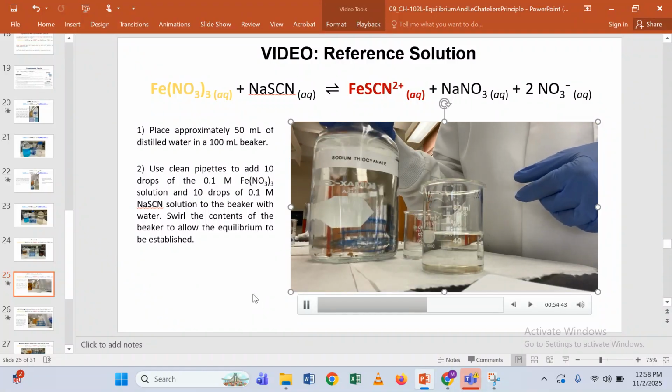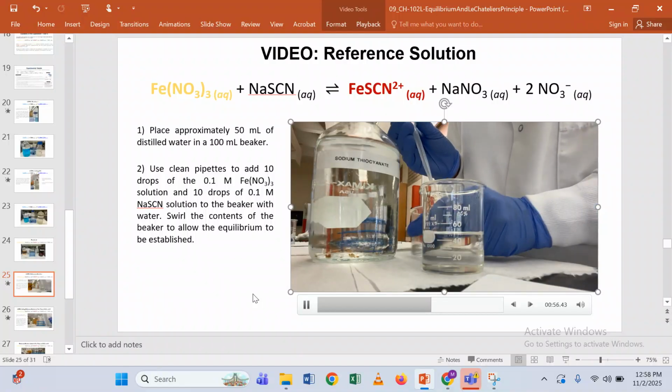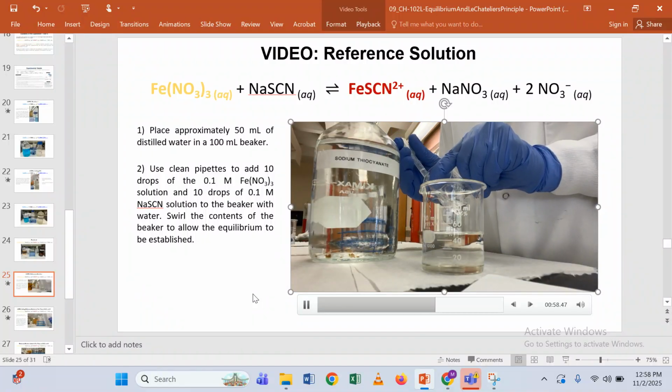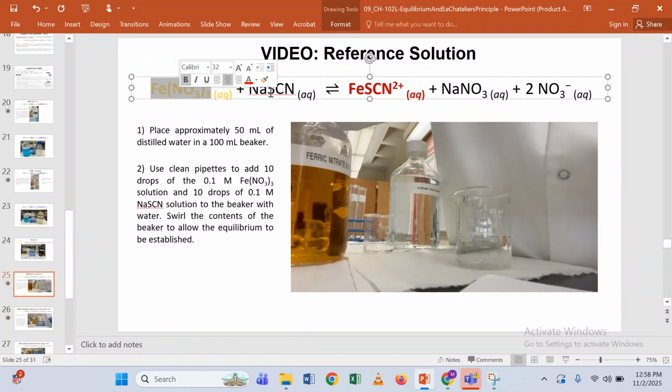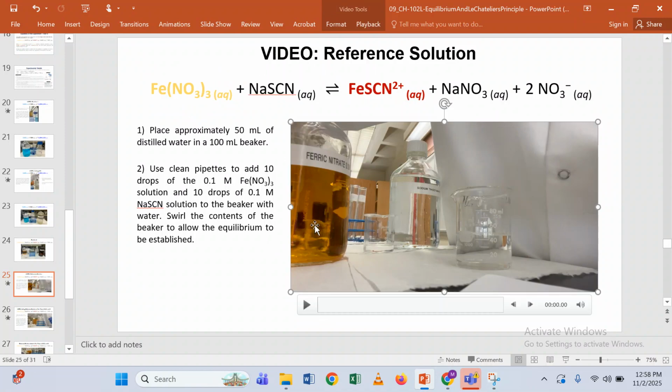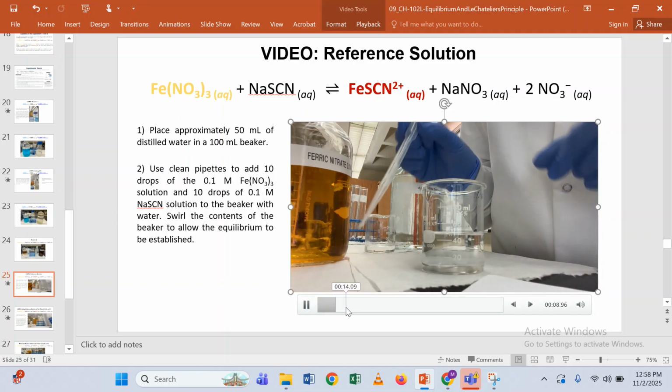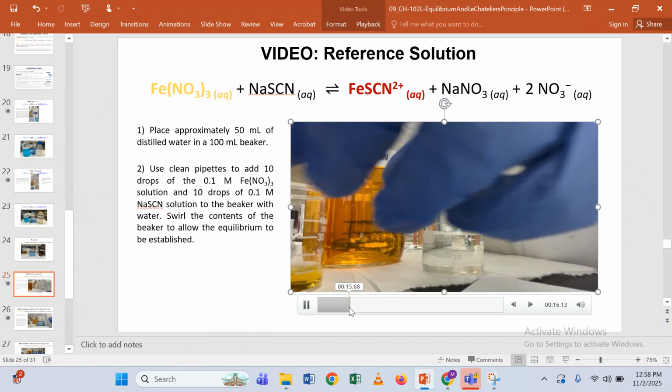And then we are going to add the sodium thiocyanate, the NaSCN. So if we add these two reactants, what do we expect to see? If we see red, that means it's shifting to the right. If we see yellow, that means it's shifting to the left. So again, let's see the video.